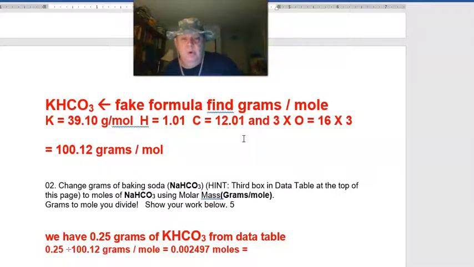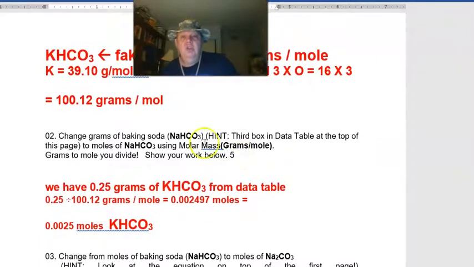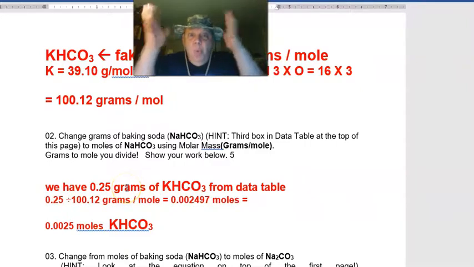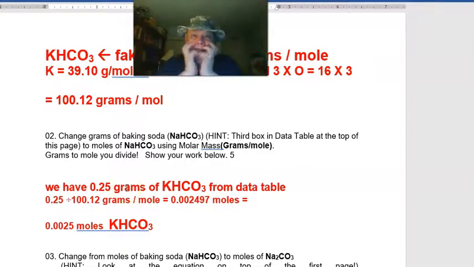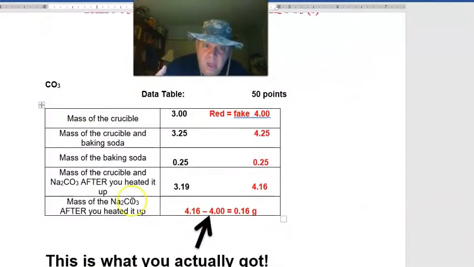Now, the next thing we're going to do, we're going to change the grams per mole. We're now going to figure out how many moles of this stuff do we have. Because remember, if you go up to step 2, we're going to change the grams of this, our potassium bicarbonate, into moles. You'd say, wait, we have 0.25 grams. Wait, where did that number come from? Chill, scroll up with me, and there you go, that 0.25.